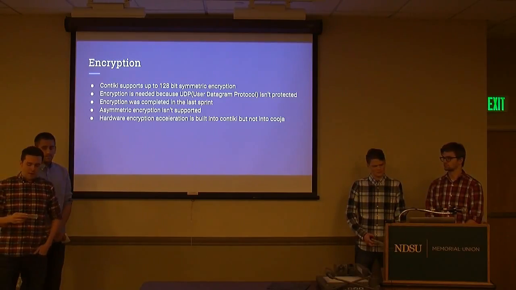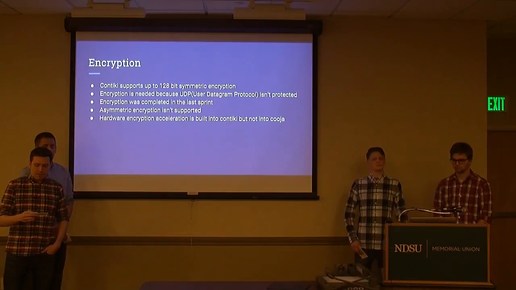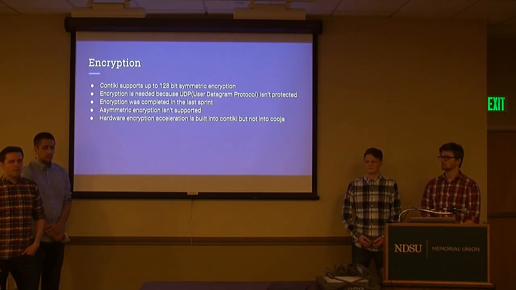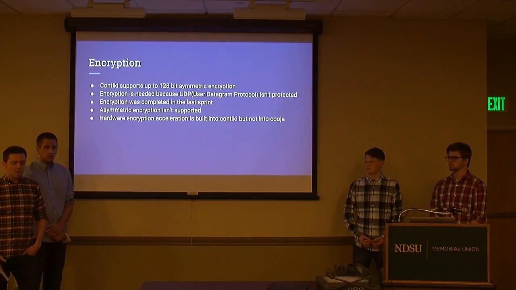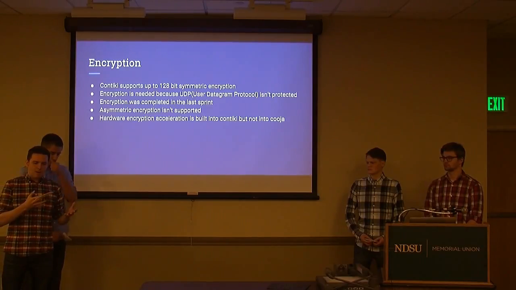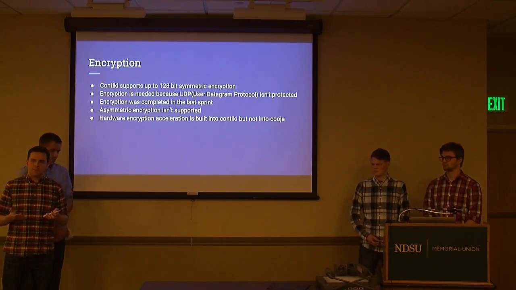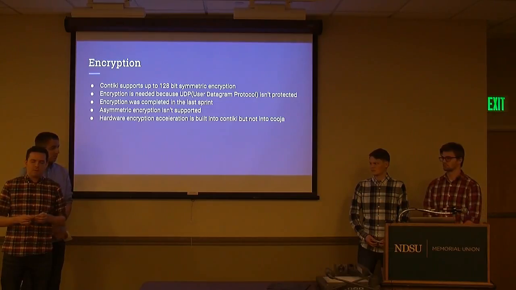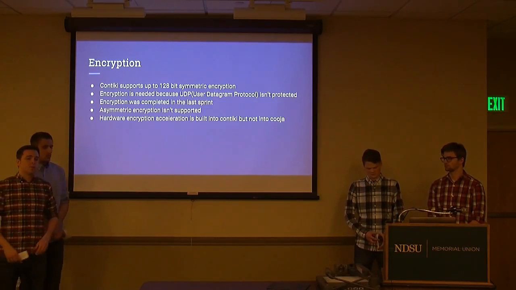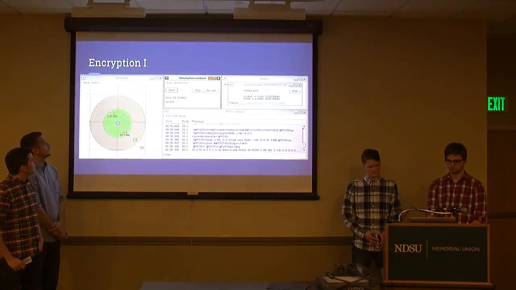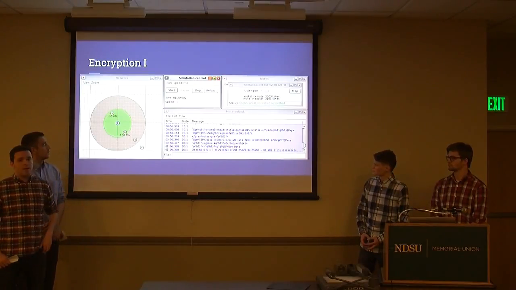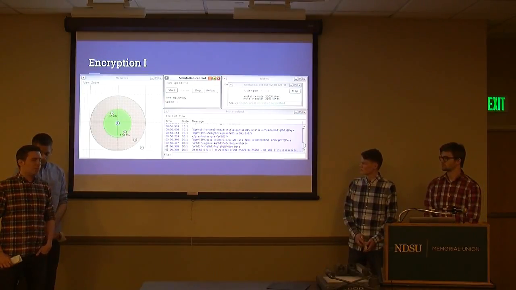Encryption was completed in our last sprint, and hardware acceleration is built into a lot of the boards supported by Kentucky, but it's not supported by Kuja. So the real world numbers that we get and the numbers that we get from Kuja could differ a fair bit. And Kentucky supports up to 128-bit encryption. So here's an example of our network simulated within Kuja and working with its encryption.